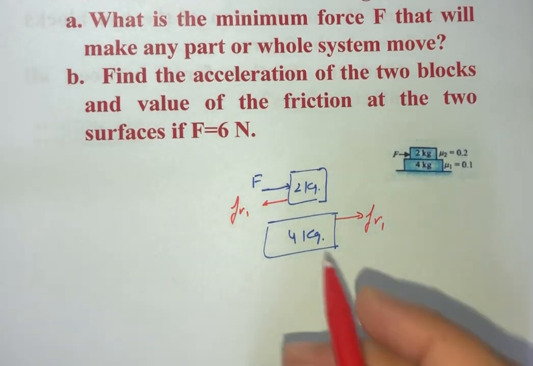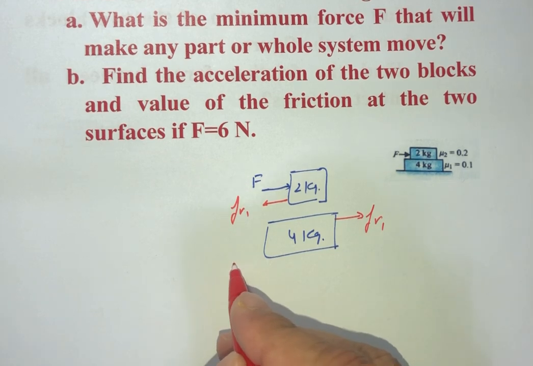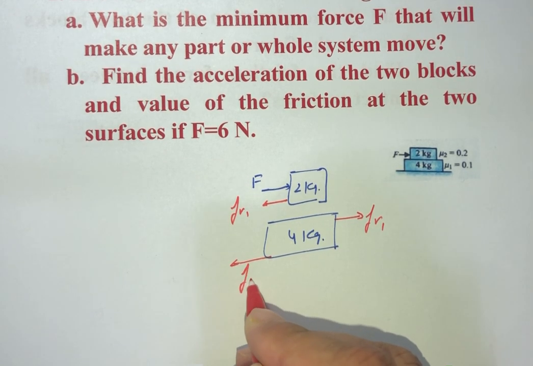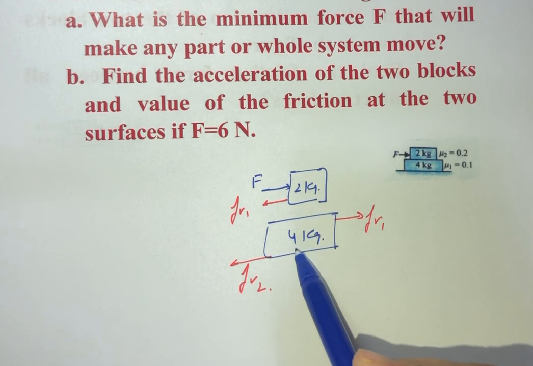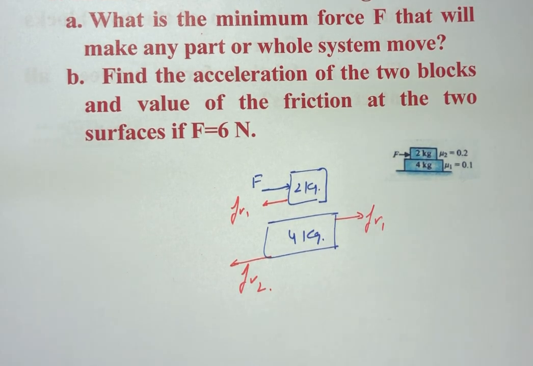And between the 4 kg and the ground or surface, let us call that as Fr2. So these will be the frictional forces or various forces that will be acting on 2 kg as well as 4 kg. So let's find out first of all what will be the values of Fr1 and Fr2.